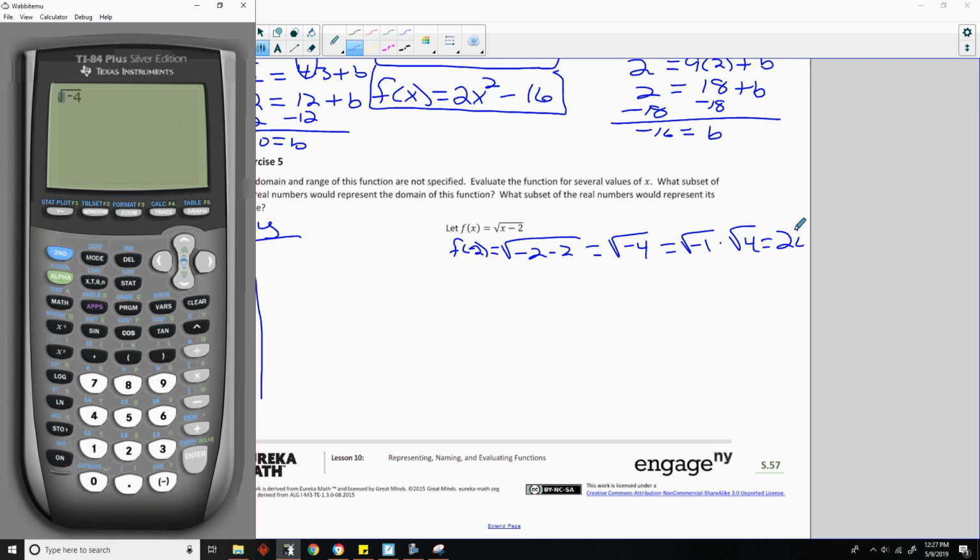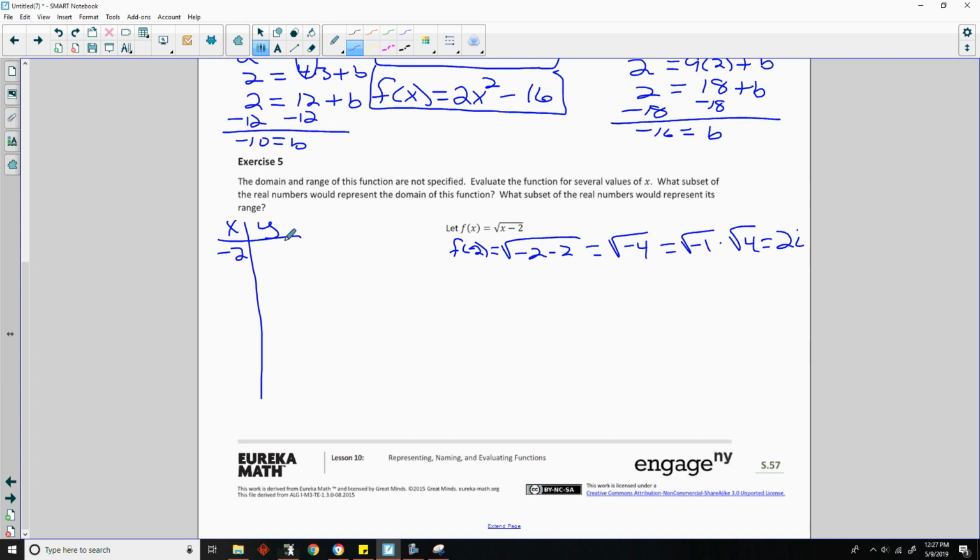I called it i. That's the imaginary unit. You're not there yet, so I'll just leave it at that. That is not real. We cannot take the square root of a negative number and get a real number.